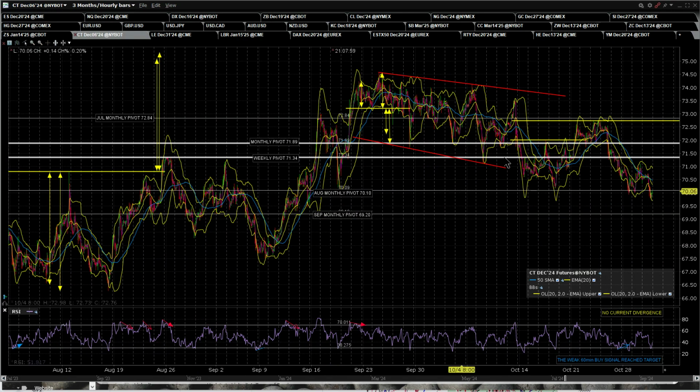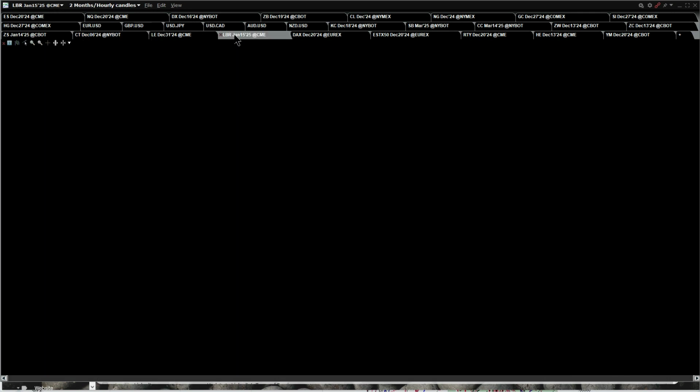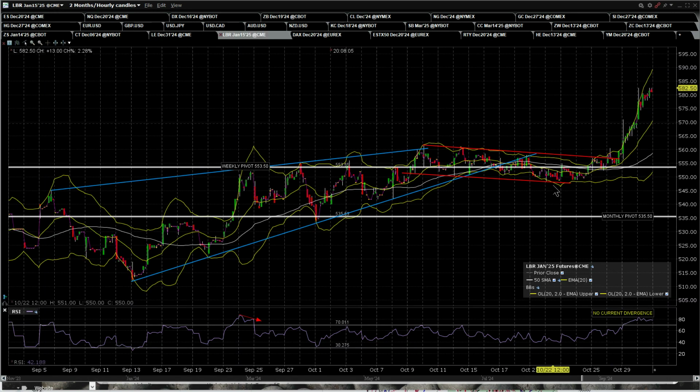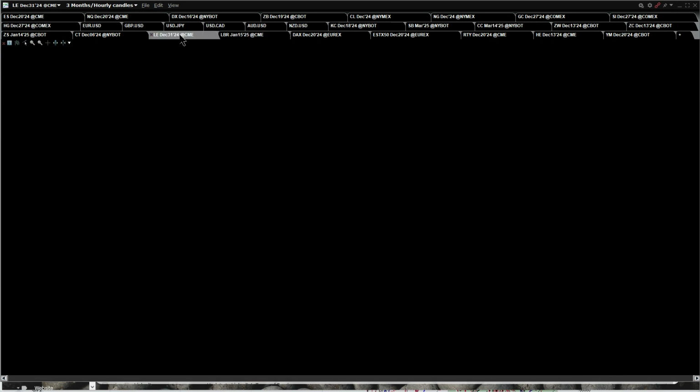All right, looking at cotton. Cotton, possible double bottom here, a bit oversized, no current divergence. Lumber, we had a bull flag. It broke up and it made the previous high, and it went straight through it. In terms of the previous resistance trend line, we've gone through that too. I don't have a revised pattern on this yet, but I will be having a good look at that, if not before, over the weekend.